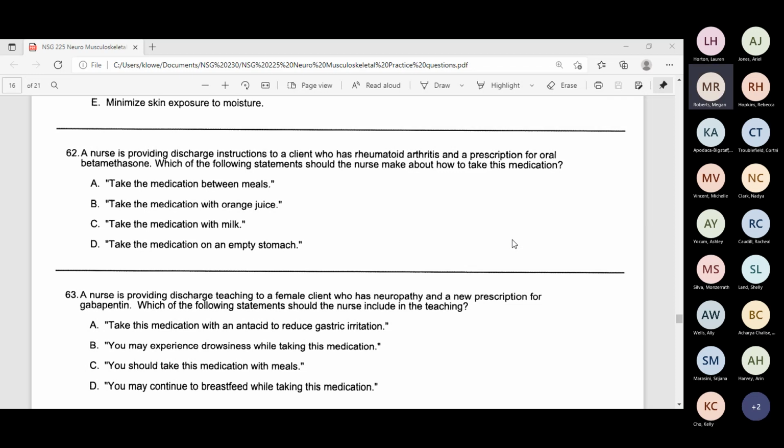Take with milk. Yes. So it should be administered with milk or food to prevent gastric irritation. We don't want to take it with something acidic like orange juice or grapefruit juice, those things that could kind of break it down. So taking it with something like milk or food.